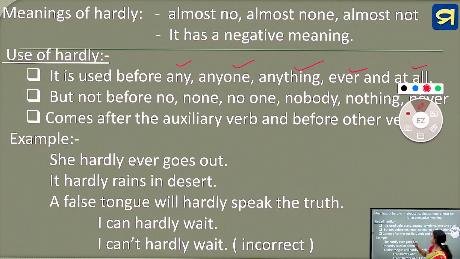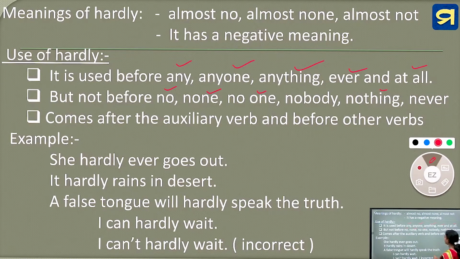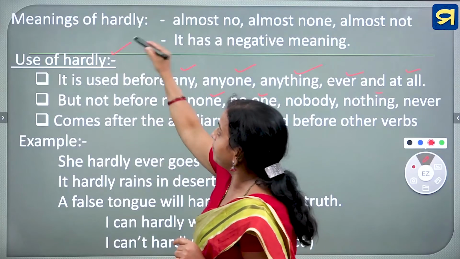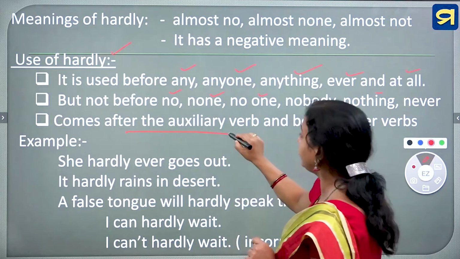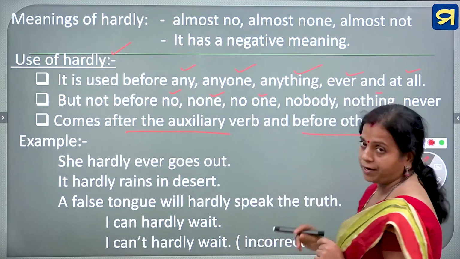Okay? But don't use the word hardly with the words no, no one, none, nobody, nothing and never. Okay? Why? Because it already shows the negative meaning, so it cannot be used with any negative words. Clear? Then come to the next. It comes after the auxiliary verb and before other verbs. Children, you remember, hardly is always used after the auxiliary verb and before the main verb.